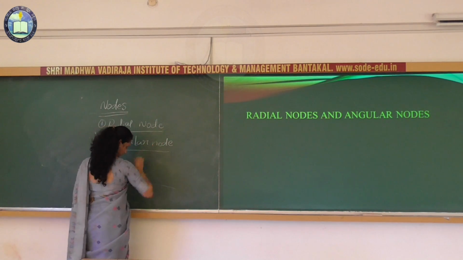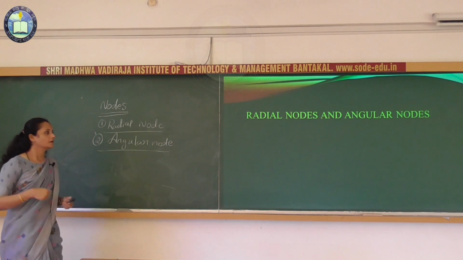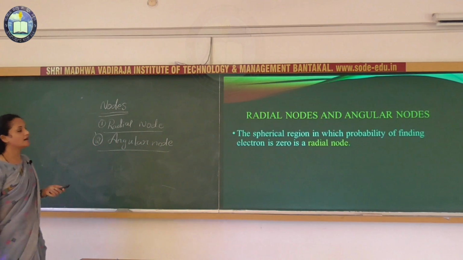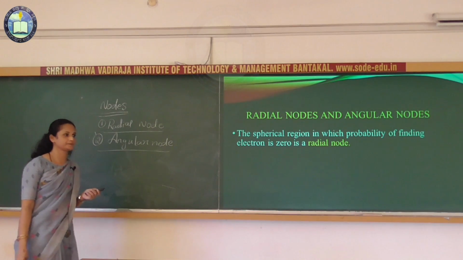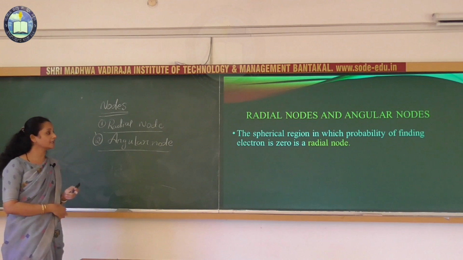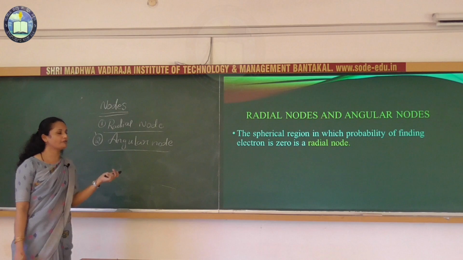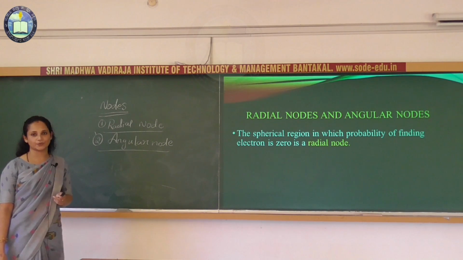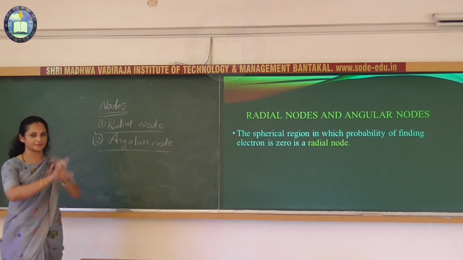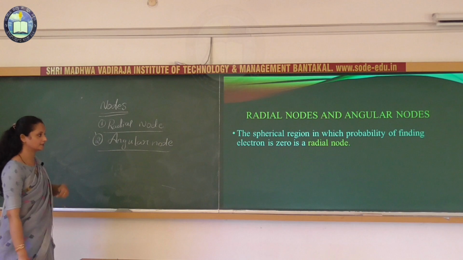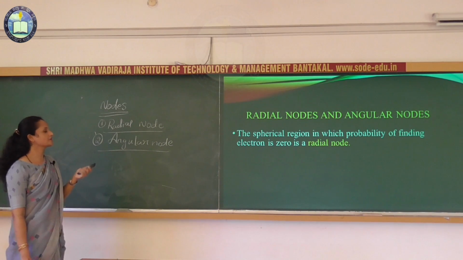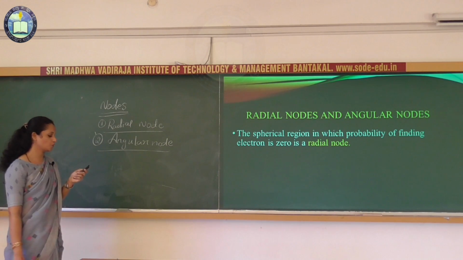Radial and angular node. Radial nodes are the spherical regions in which the probability of finding the electron is 0. These are spherical regions near the nucleus. So these regions are called radial nodes.